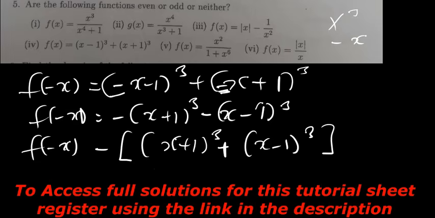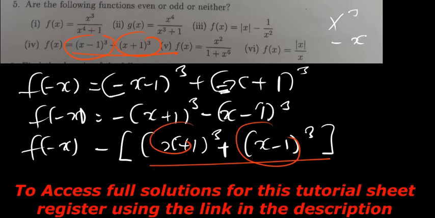I've factored out negative, but what is inside here? Is it the same as this? I have got this, which is this one. This part is here. And in between here there is plus. And also here I've got plus. So my conclusion will be f of negative x is equal to negative f of x. Therefore the function is odd.